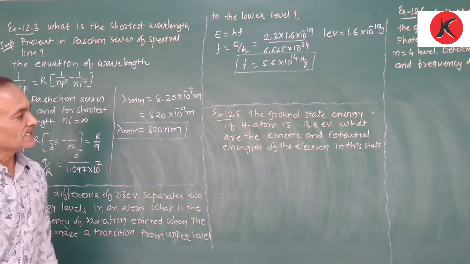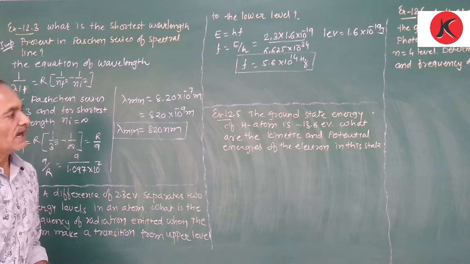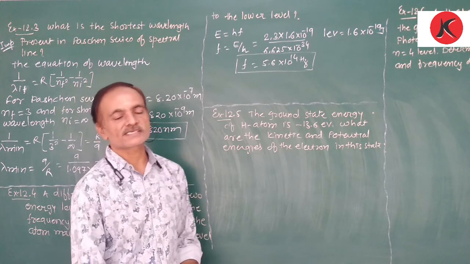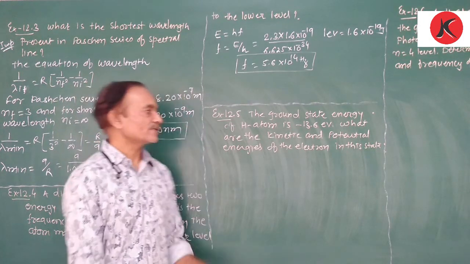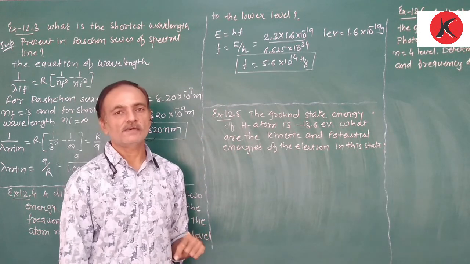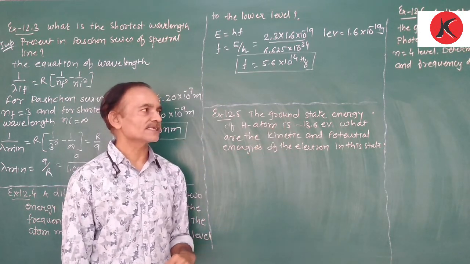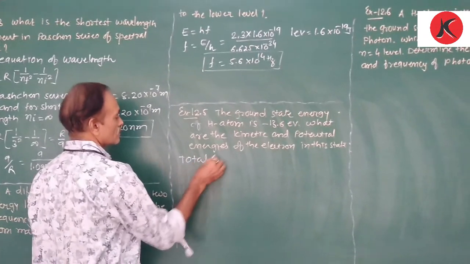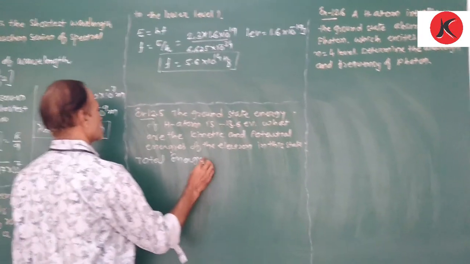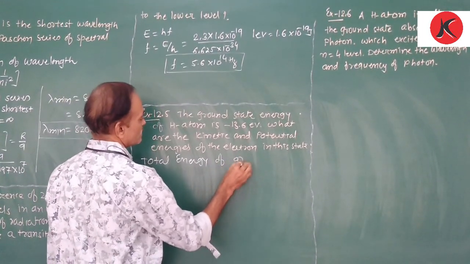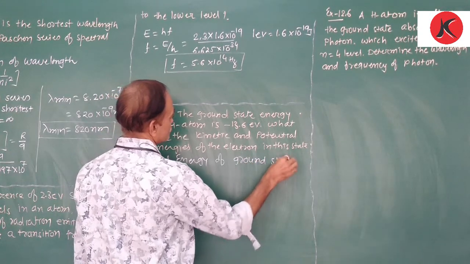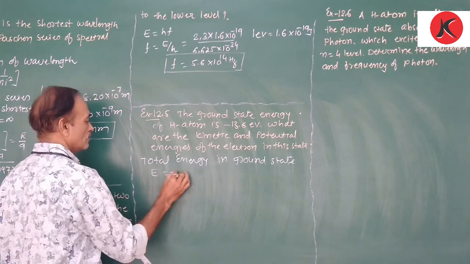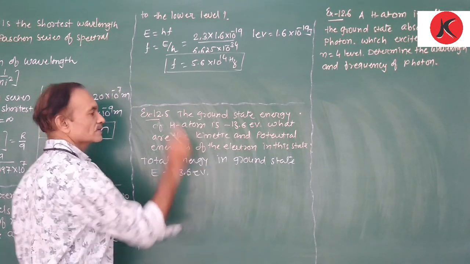Now, the next numerical of the exercise. The ground state energy of the hydrogen atom is given as minus 13.6 electron volt. That means when the electron is in the ground state of the hydrogen atom, its total energy is minus 13.6 electron volt. Total energy of the ground state, E is equal to minus 13.6 electron volt.